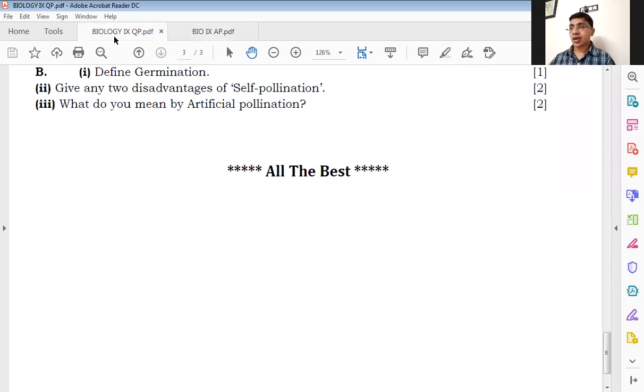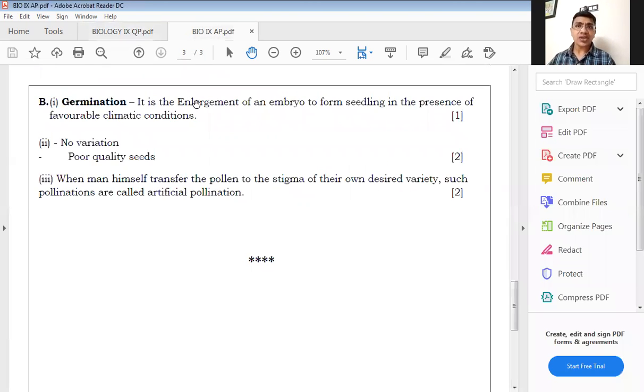So this is what I would say is germination, but for that, favorable climatic conditions are required. Okay, the next question is give any two disadvantages of self-pollination, right? So let us see what are the two disadvantages. First, there is no variation at all, right? Because the same genetic material will be passed on from one generation to another. There is no chance of variation. And because of that, the second point is poor quality seeds, because there are no new characters which are going to be introduced in that particular seed. So the quality of seed is very poor. So these are the two disadvantages of self-pollination.